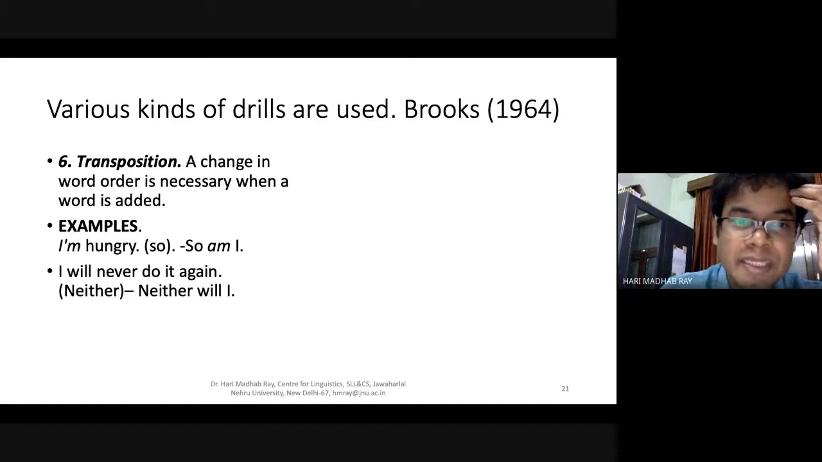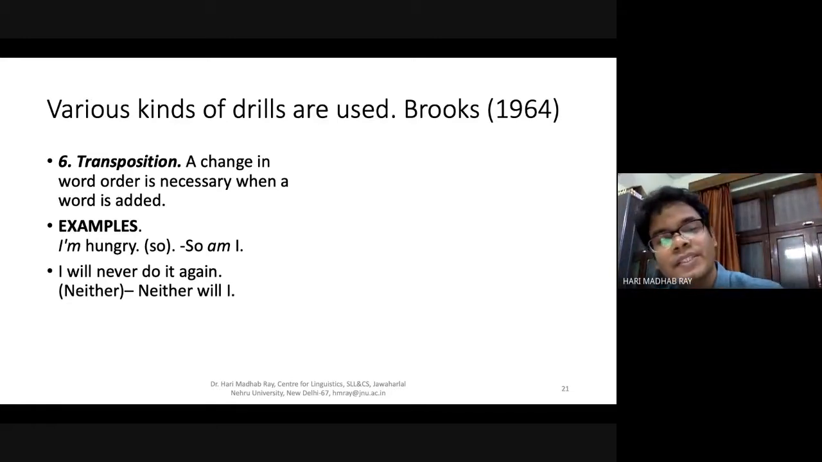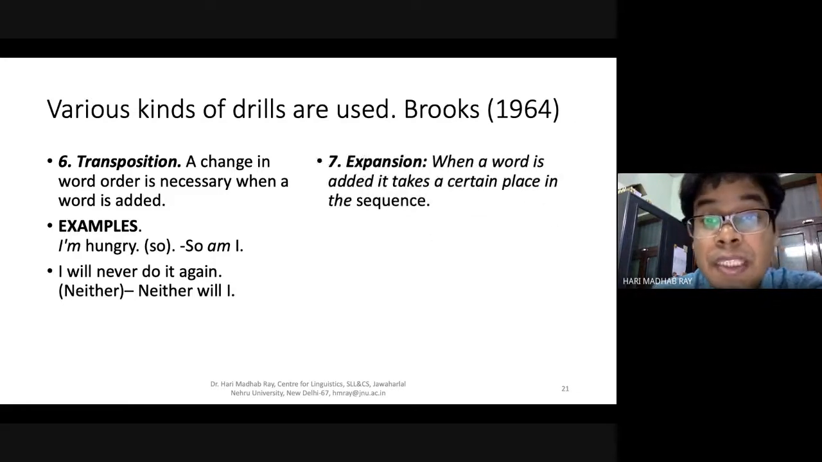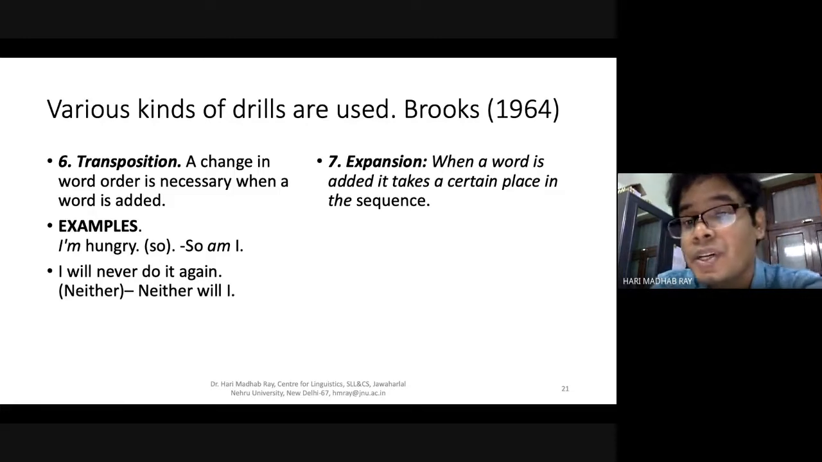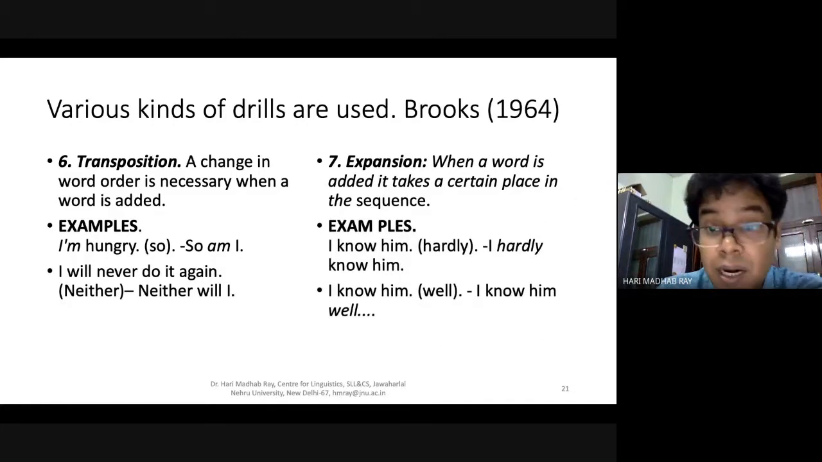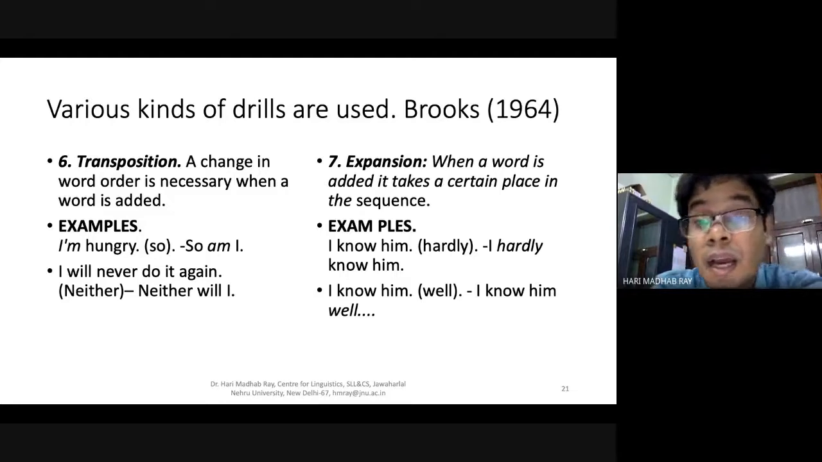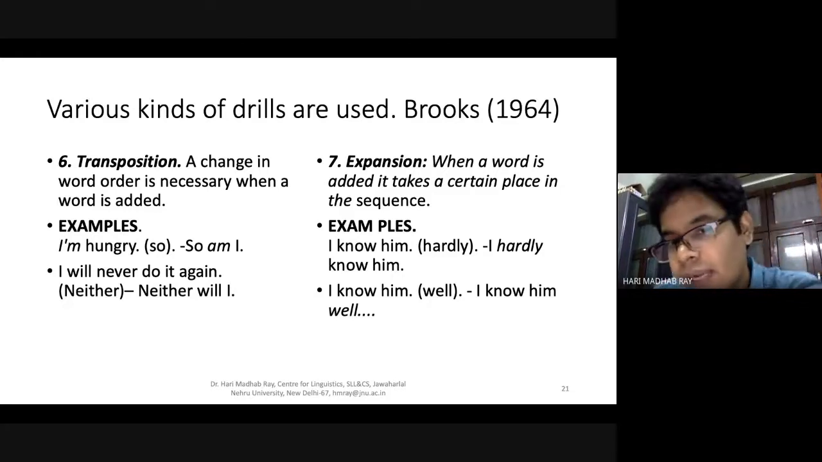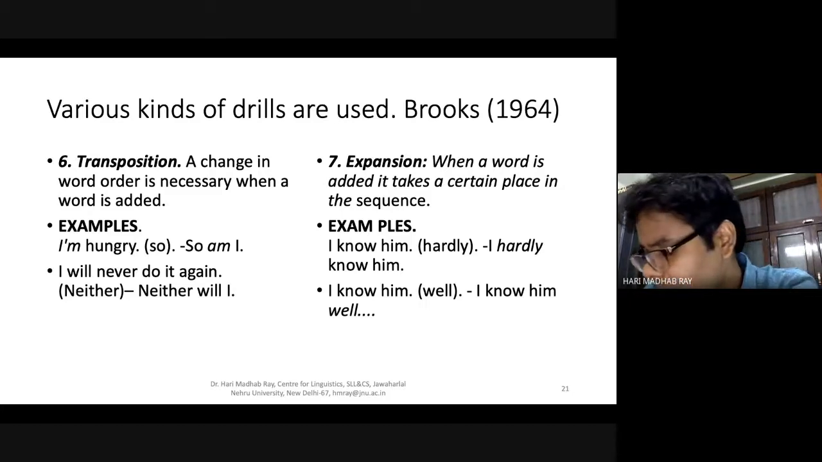So in general, following the prescriptive traditions is not the case here. I am hungry. So am I. Especially in spoken English. So this kind of transposition is also used, and expansion. In expansion drills, when a word is added, it takes a certain place in the sequence. What kind of expansion? I know him hardly. Let's say this is the word. So I hardly know him. I know him well. Expansion, and you know that, especially talking about adverbs.